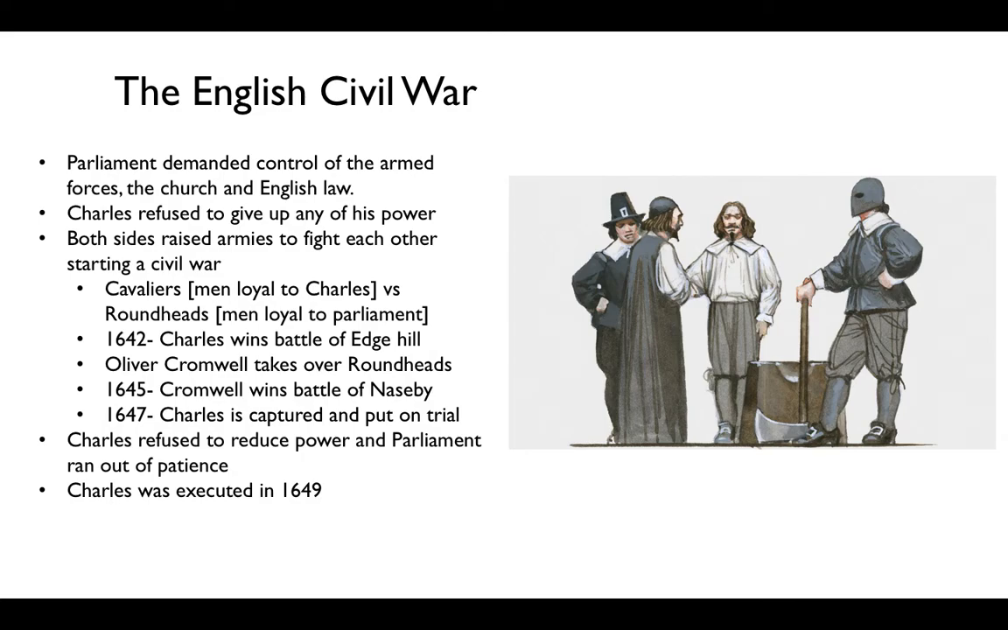So he has this huge trial, and it's the first time a king has actually had to defend himself for his beliefs and his power. Charles refused to reduce power, and Parliament ran out of patience. So Charles stuck to this divine right of kings. He didn't believe that he should be put on trial because he was chosen by God. And because he would not change his mind, because he would not reduce his power, they actually executed him in 1649.